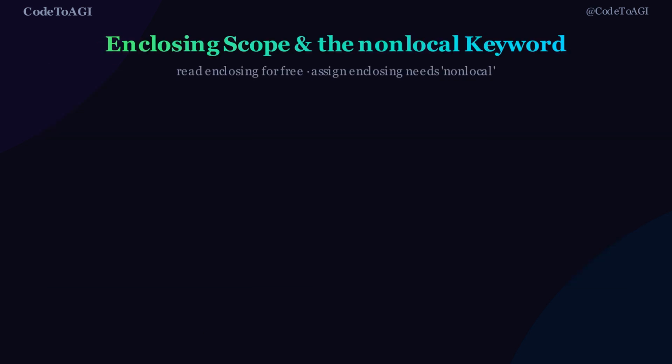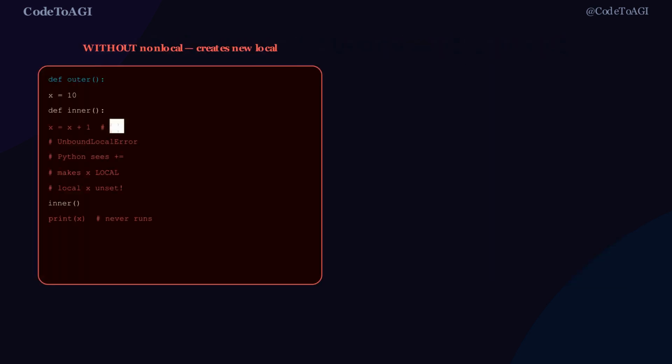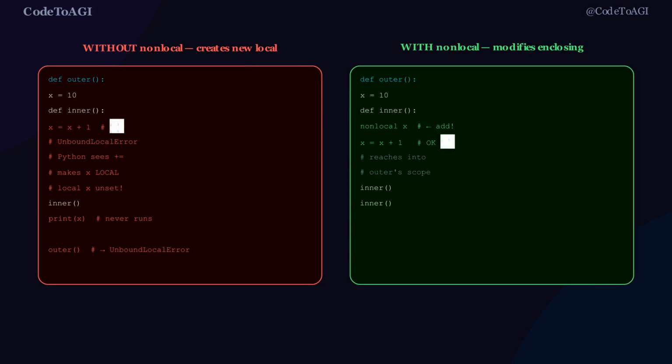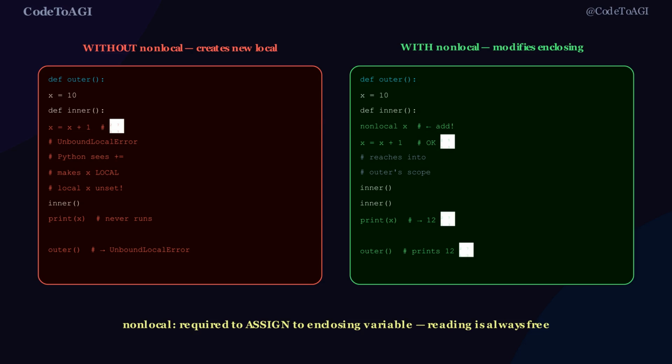The E in LEGB, enclosing scope, is the most interesting one. It only exists when a function is defined inside another function. Look at the code. We define outer. Inside outer, we define x equals 10. Inside outer, we define inner. Inner prints x. It finds x in the enclosing scope of outer. This is a read. No keyword needed. Now we want inner to modify x. Without nonlocal, Python creates a brand new local x inside inner. The outer x is untouched.